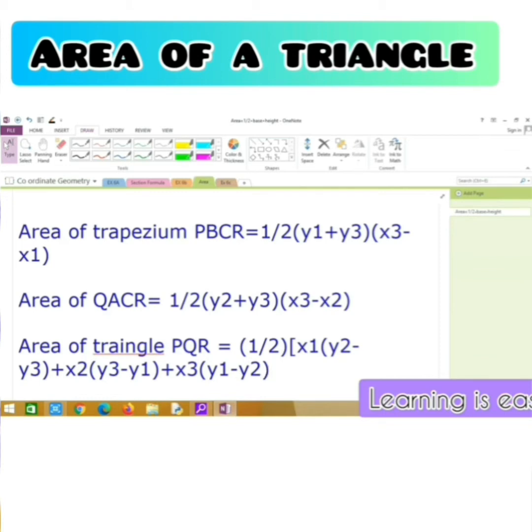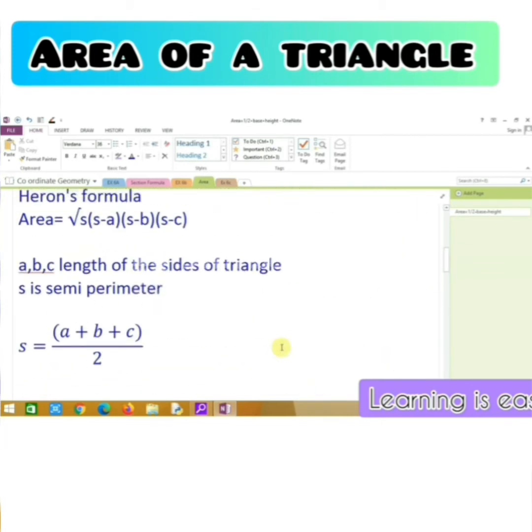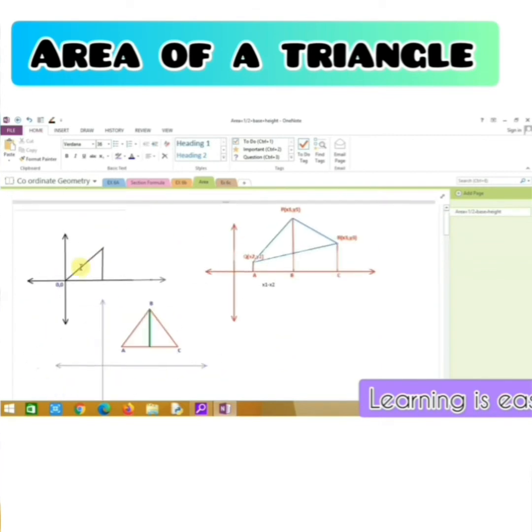It is always in consecutive order. So x1 is followed by y2, y3. Similarly, x2 is followed by y3, y1. So it's always consecutive, 3 followed by 1, 2. So you can easily remember the formula for the area of the triangle when we know the coordinates of the triangle.